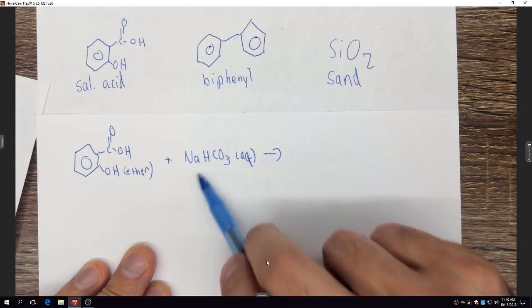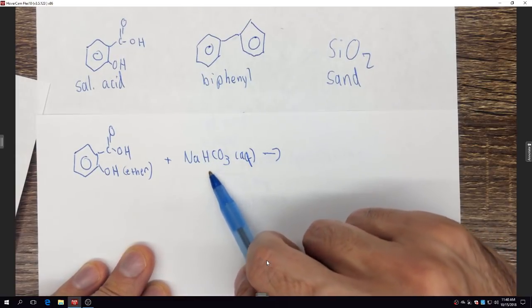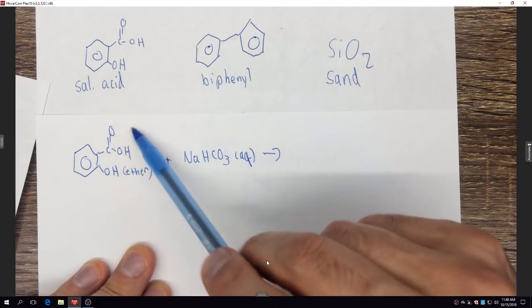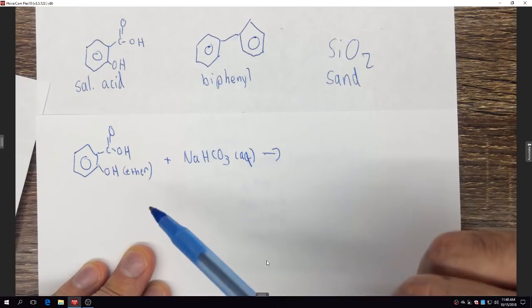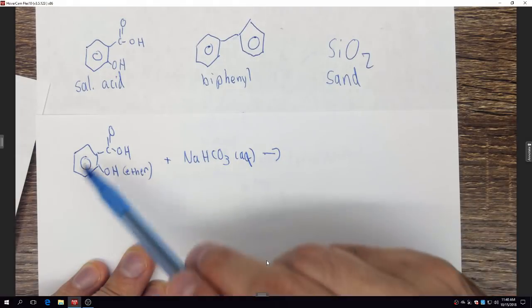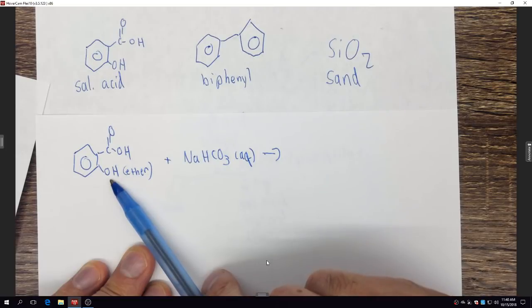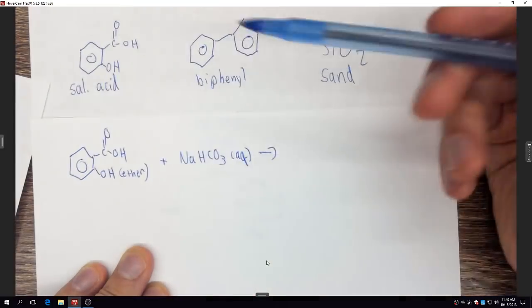That's what acids do. Acids donate protons, so bases do what? Accept protons. So the question becomes, what specifically about this molecule is the acidic proton? These all have hydrogens, this has a hydrogen, and this has a hydrogen. This OH. Why? Well, there's lots of reasons.